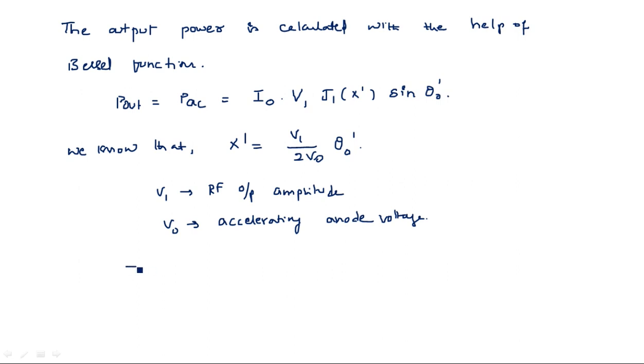Now just rearrange that equation. V1 by V0 is equal to 2x dash by theta naught dash. Theta naught is nothing but the phase angle, which can be calculated as 2n pi minus pi by 2. So substitute this in P out. What is the expression for P out? I naught into V1 into J1 of x dash sine theta naught dash.